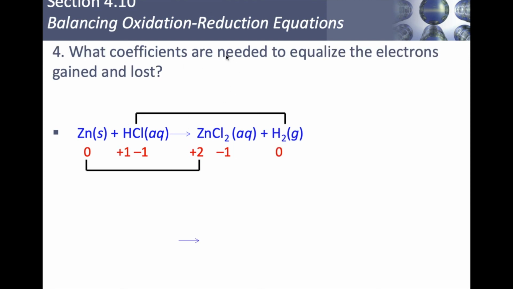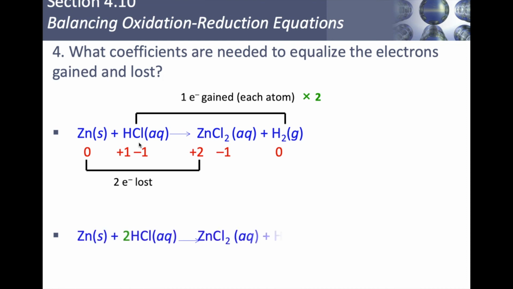Now, what coefficients are needed to equalize the electrons gained and the electrons lost? All right, so if I had 2 electrons lost but only 1 electron gained, I need to double the amount of electrons that I'm gaining in order to have these be the same. Otherwise, it won't balance. So I'm going to need to put a 2 where the HCl is in order to keep that balanced. And notice that now, if I put a 2 here, that means that I have 2 H's, and I have 2 Cl's. That means I have 2 Cl's, so everything is balanced in that situation.